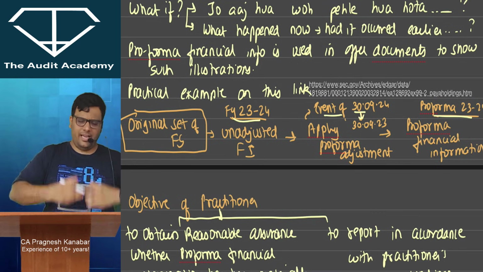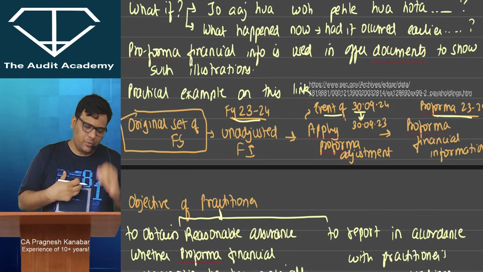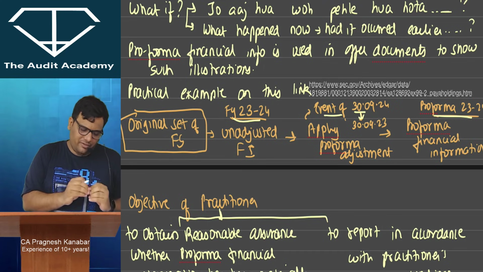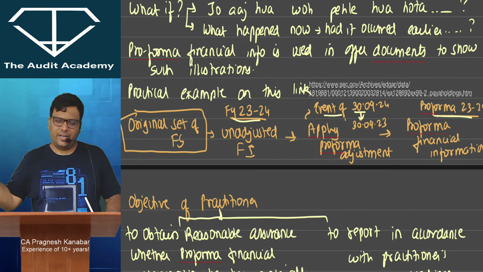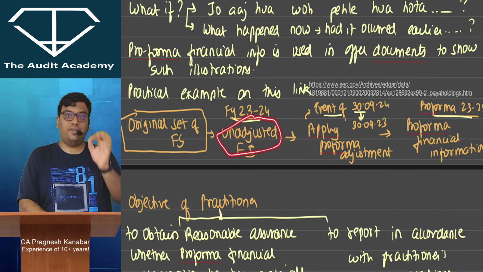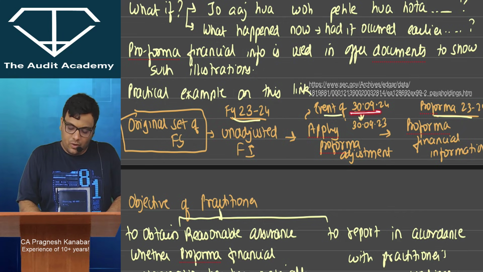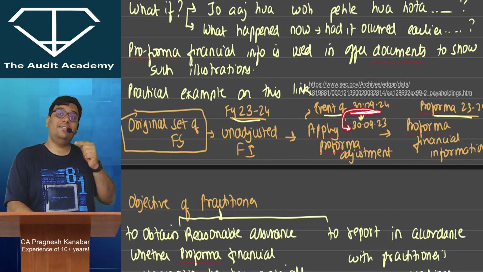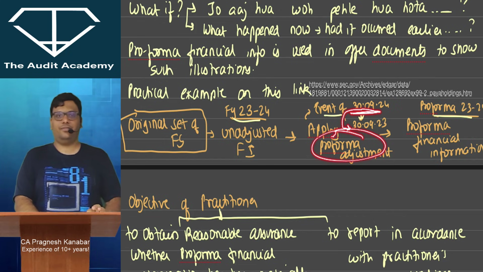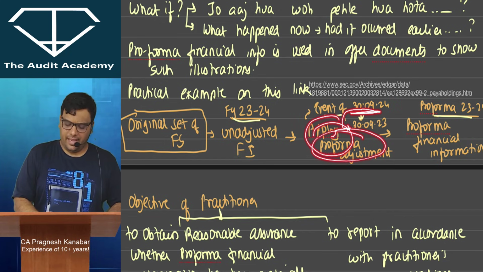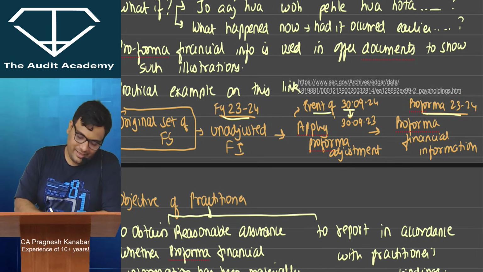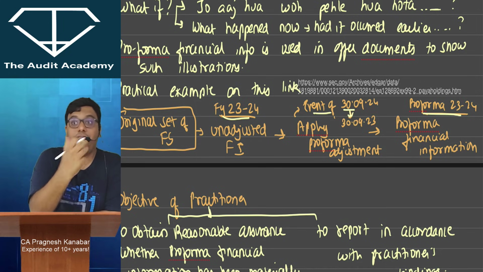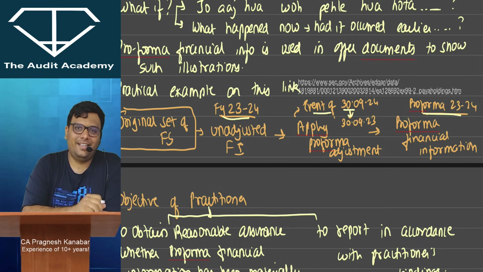So I am Reliance, I am acquiring a particular company today, and I want to show what if I had acquired this in the last financial year, what would have been the impact. Okay, so there is the last financial year 23-24. That is my unadjusted financial information. Then an event has occurred on 30th September 24. I want to show what if this event had occurred on 30th September 23. This is my pro forma adjustment. I'm going to apply this pro forma adjustment, and then I will show a 23-24 pro forma, considering that if it would have occurred on 30th September 23. All right, understood? Yes sir.